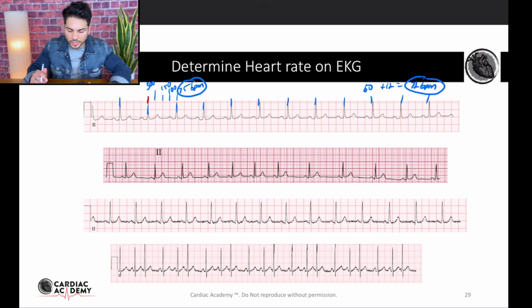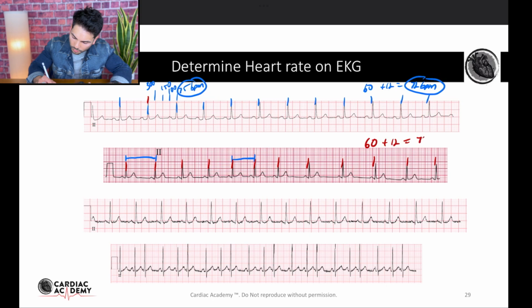Okay, very good. Now let's do the second one. So looking at the second one, there's something that we need to notice on the rhythm, and it's that it's irregular. So we see here the distance between this QRS and this QRS, and then we look at the distance between this QRS and this one, and we see that it's different, it's irregular. So in this case, we can't really use the first method because it's going to be inaccurate. So here, by default, you need to use the second method. So let's do that. Let's count. 1, 2, 3, 4, 5, 6, 7, 8, 9, 10, that's 60. 1, 2, so that's 12, equals 72 beats per minute.